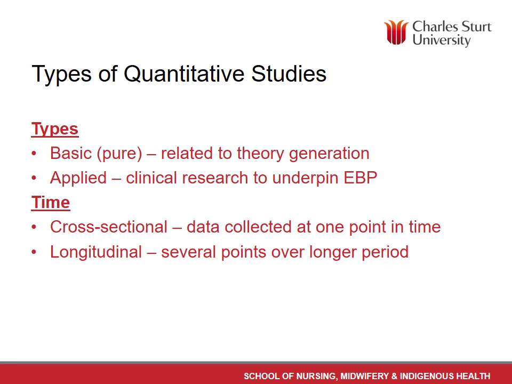Now, research isn't always done all at once. Cross-sectional is data collected at one point in time. You can get longitudinal designs, where there are several points over a longer period. Another one would be a pre and post test, where you do a pre-test, apply an intervention of some description, like giving someone a treatment, and then do a post-test. Or you do a pre-test, give somebody an education package, do a post-test and see if there's any difference.